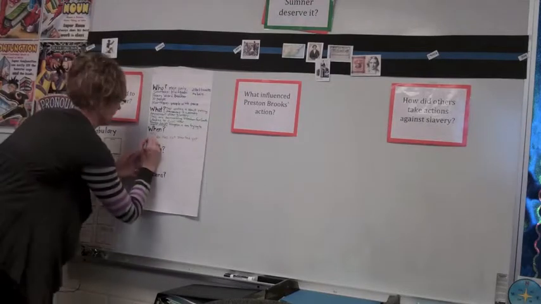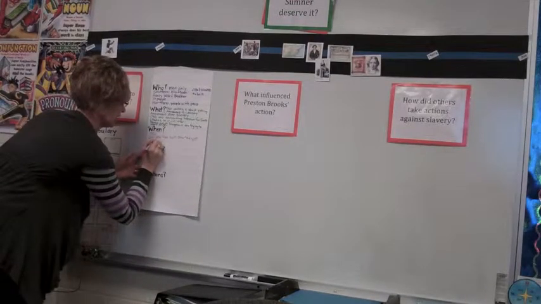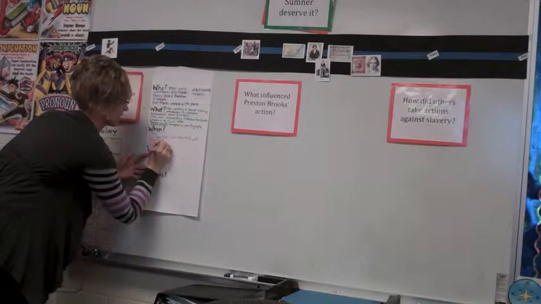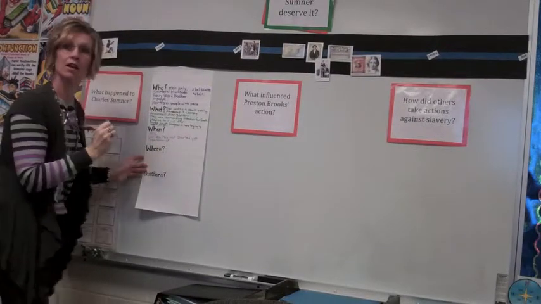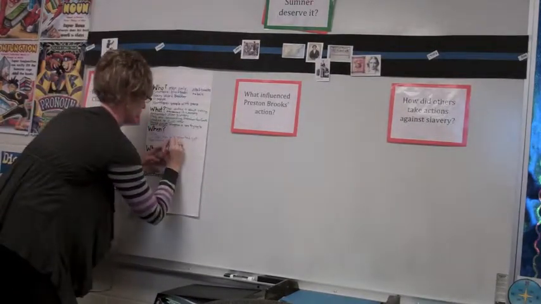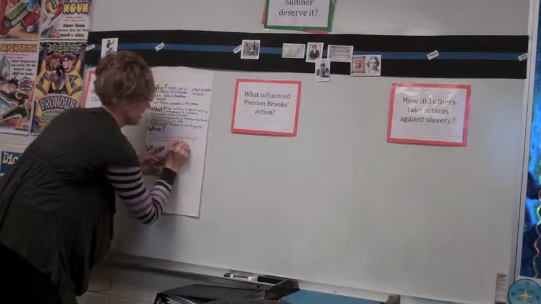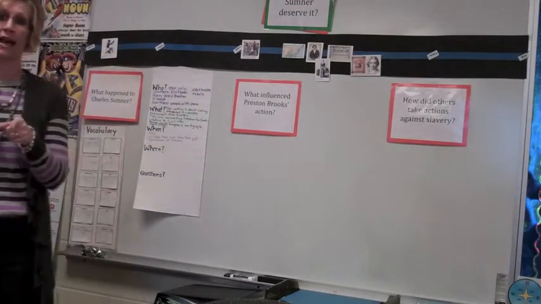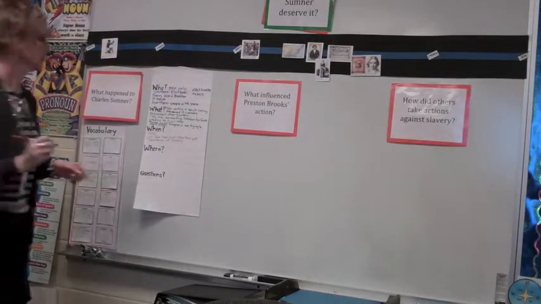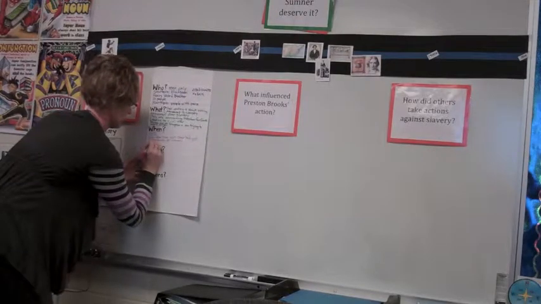Oppression is happening. Oppression of who? Slavery. All right. Oppression of slavery is happening at this time. Got it? One last one, Allie? Slavery is happening. Slavery is going on at this time.